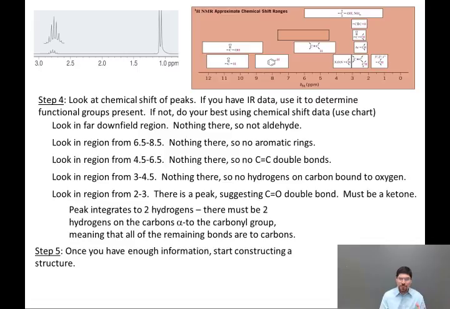Okay, so step 5, once you have enough information, which we do at this point, start constructing a structure. And this is the piece of structure that we can contribute based on the information we have so far. We have the carbon-oxygen double bond. We have 2 alpha carbons, 1 on each side, with 1 hydrogen on each of those alpha carbons, and therefore 2 more carbons have to be bound to each of those alpha carbons.